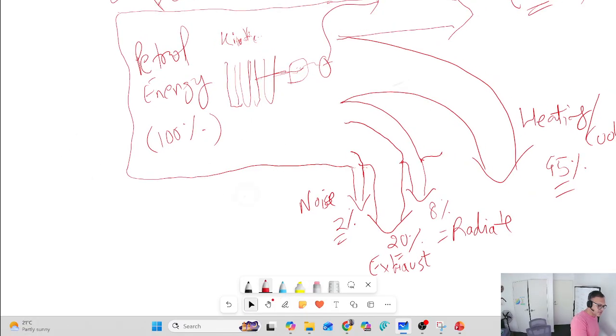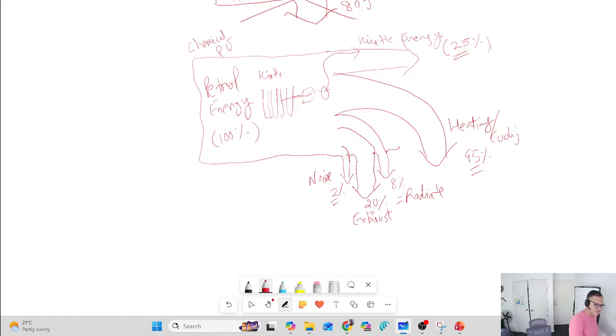It's not that efficient a car, with only 25% output, which is what we really need. We don't want heating, cooling, or noise, but it will always happen in machines. There will be something lost in this transformation. Lost doesn't mean it's destroyed, it's just converted, transformed into another energy.